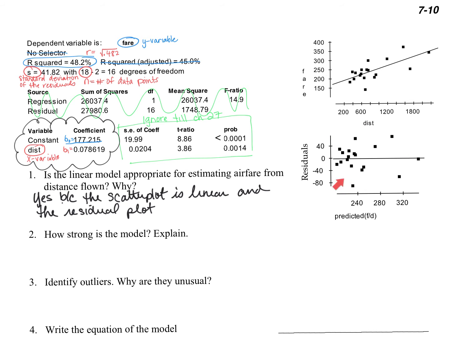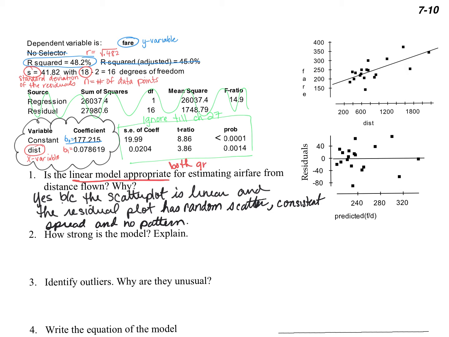So remember that we're looking for random scatter, consistent spread, and no pattern, right? So the residual plot has random scatter, consistent spread, and no pattern. Okay, so when it asks, is a linear model appropriate, you're looking at both plots. Most students leave off actually addressing whether the scatter plot is straight or not.